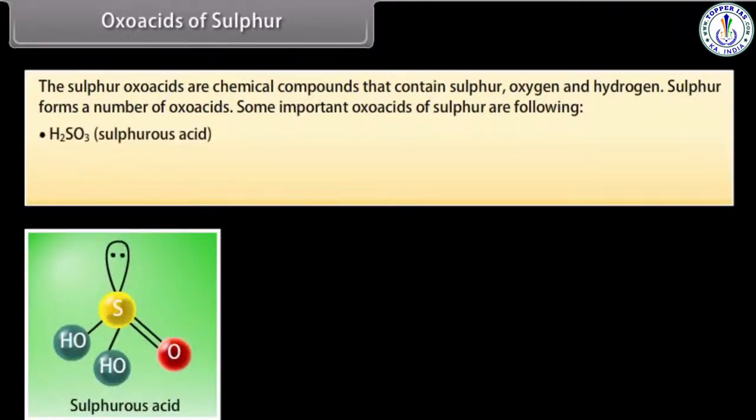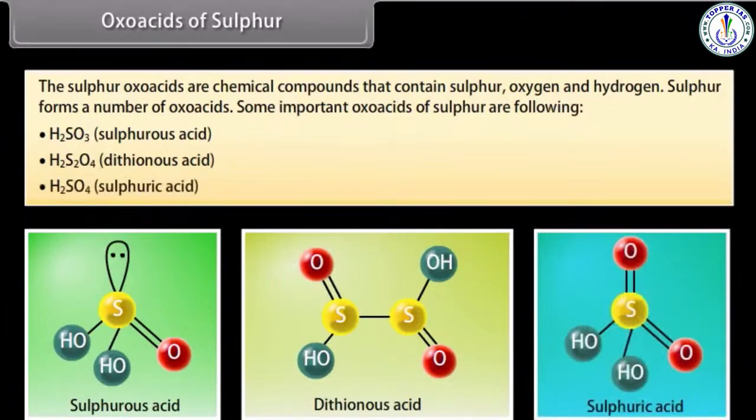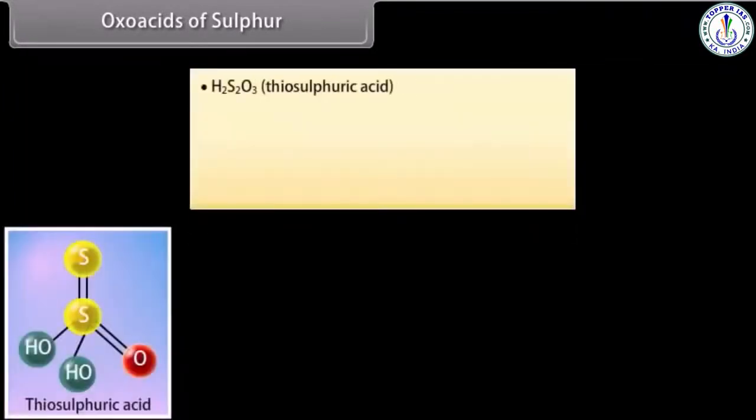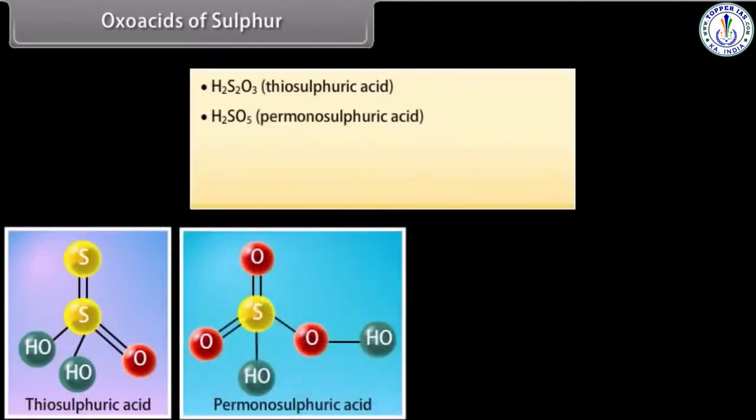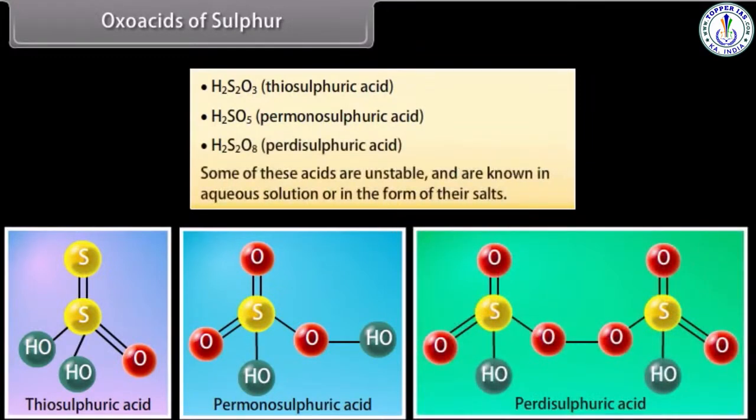H2SO3, sulfurous acid; H2S2O4, dithionous acid; H2SO4, sulfuric acid; H2S2O3, thiosulfuric acid; H2SO5, peroxomonosulfuric acid; H2S2O8, peroxodisulfuric acid. Some of these acids are unstable and are known in aqueous solution or in the form of their salts.